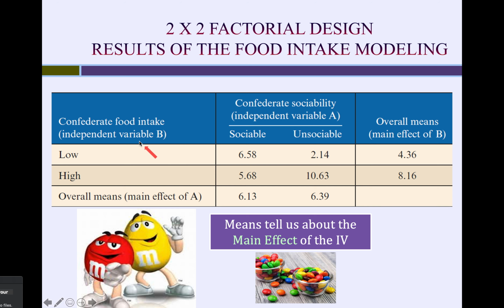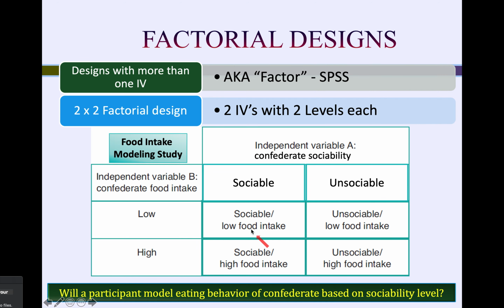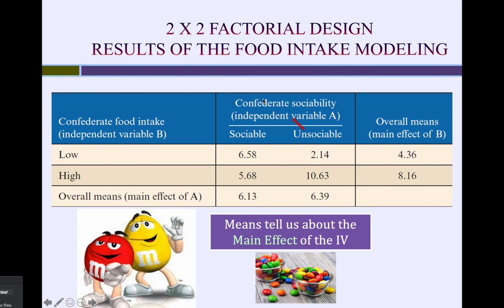So when a confederate had low food intake, or ate just a few M&Ms, and when they were sociable, then this is the dependent variable, the number of M&Ms that the actual participants would eat. Remember those 4 conditions? This represents those 4 conditions that we just saw on the previous slide. So let's look at those dependent variable outcomes right here.